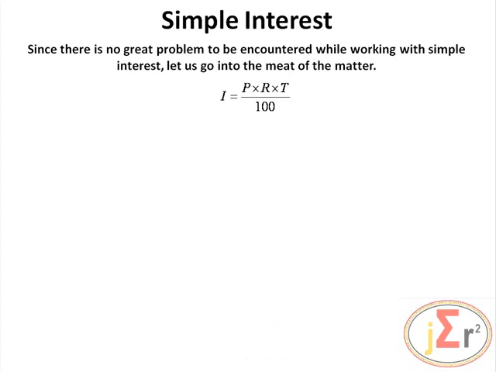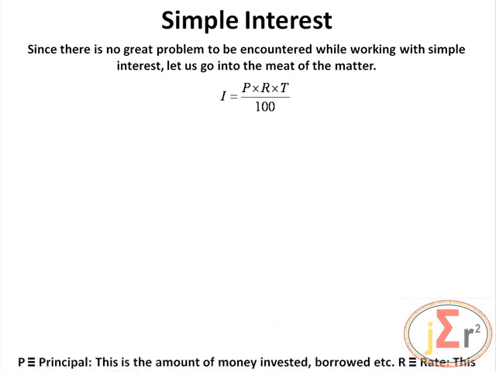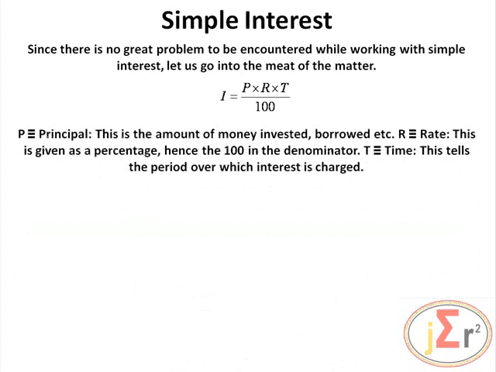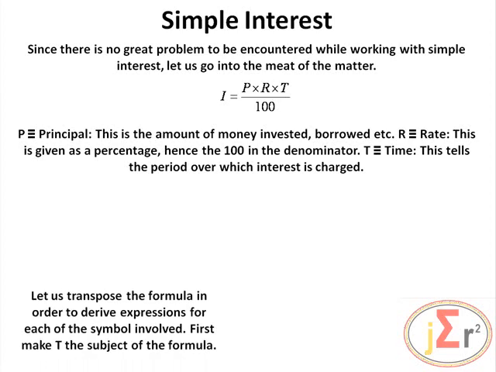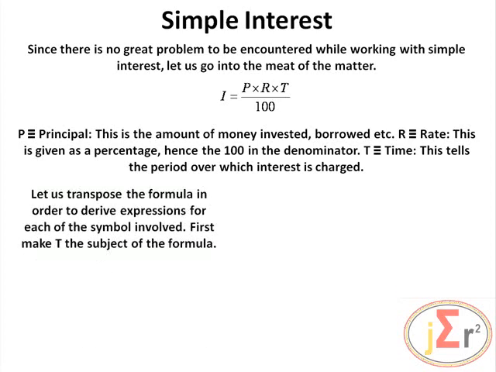That is our formula for simple interest, principal times rate times time over 100, that we have done from primary school. Principal, this is the amount of money invested or borrowed. Rate is given as a percentage, hence the 100 in the denominator, and time, this tells the period over which interest is charged. Let us transpose the formula in order to derive expressions for each of the symbols involved. First, make T the subject of the formula.